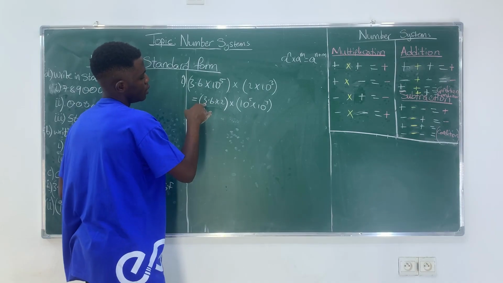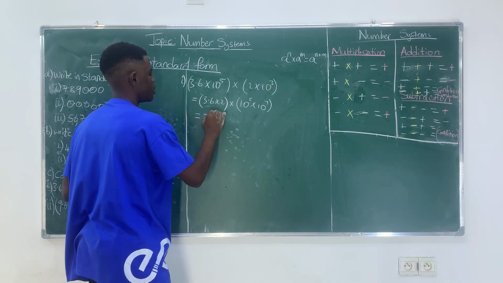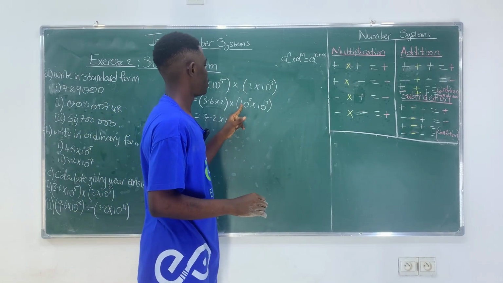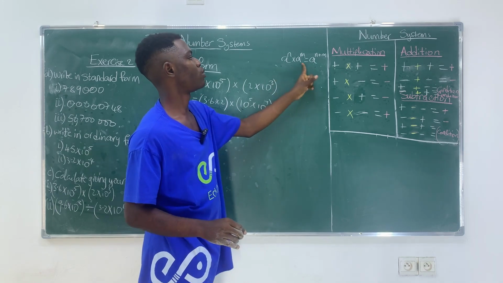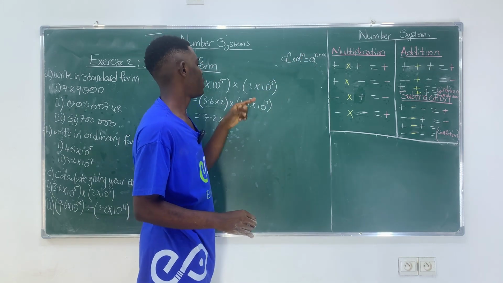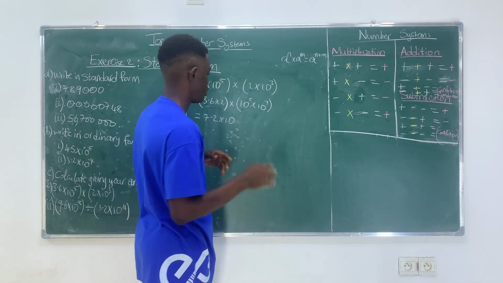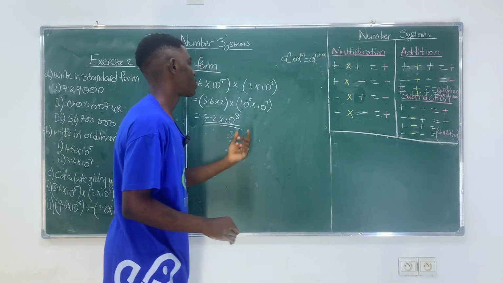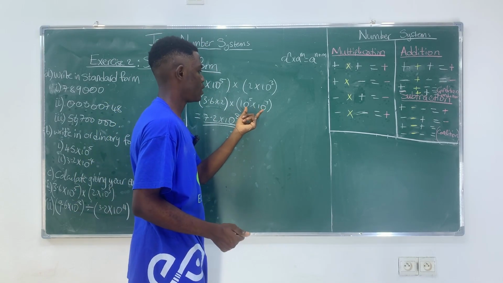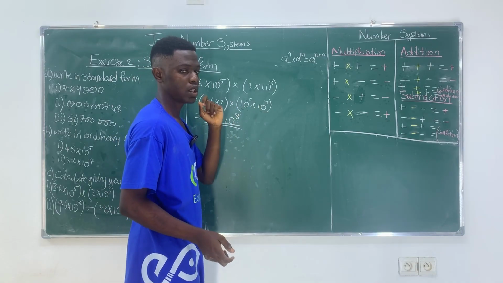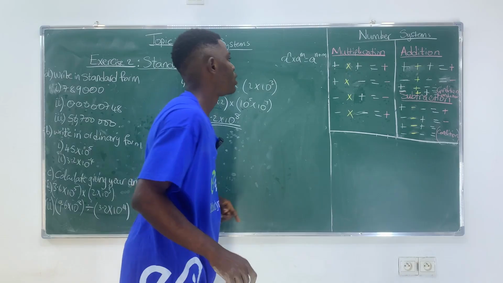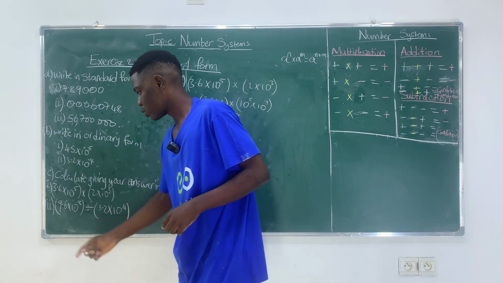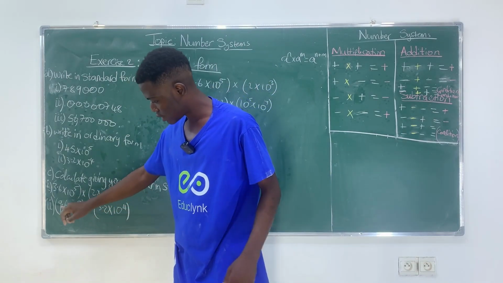This is going to give me 3.6 times 2 is 7.2, times 10 to the power what? 10 is the base, 10 is common, so this rule should apply. n plus m, this is 5 plus 3, which is 8. So it's going to give 10 to the power 8 because they have the same base, so their powers should add according to the law of indices. So that is all for the first exercise.